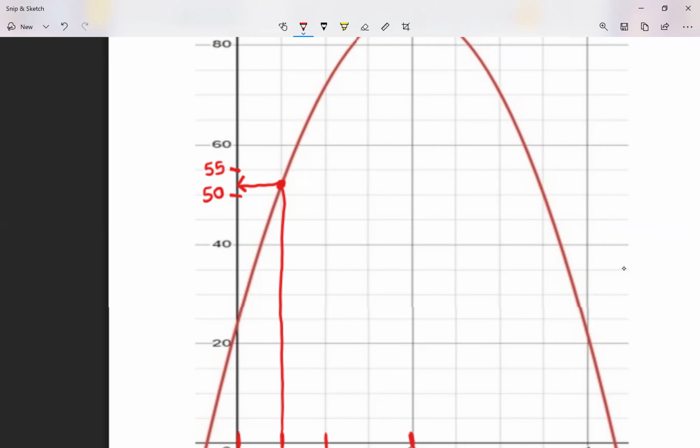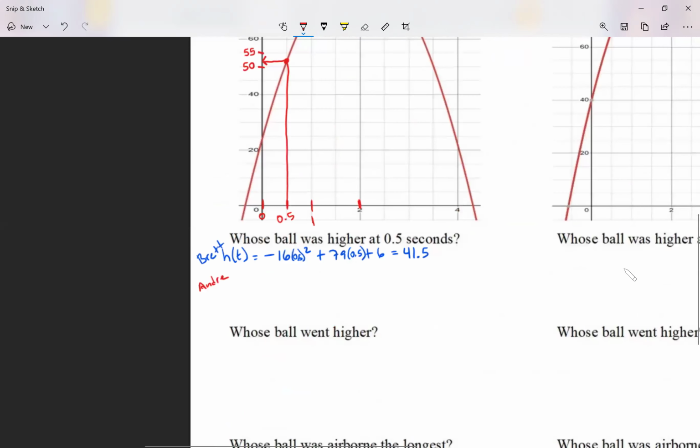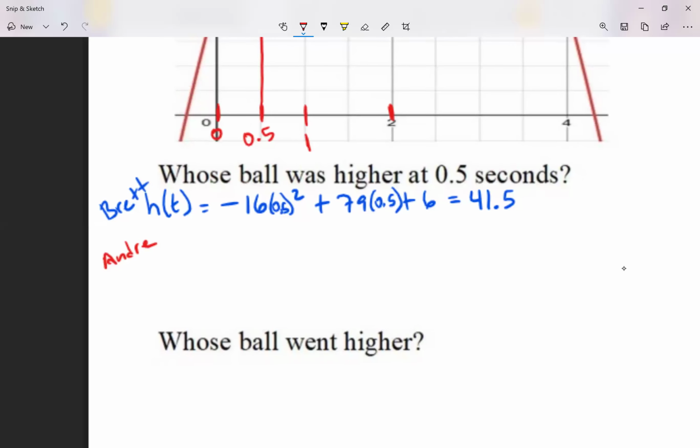So my measurement here, I know is more than 50, less than 55. In here, I don't know the exact value, so I'm going to have to take a guess. One of you might say, oh, I think it's 51. Some of you might say, I think it's 53. Guess what? I'm going to call those correct. 51, 53, you're pretty close. In my case, I'm actually going to call it 52. So I'm going to say Andre's ball height was 52.